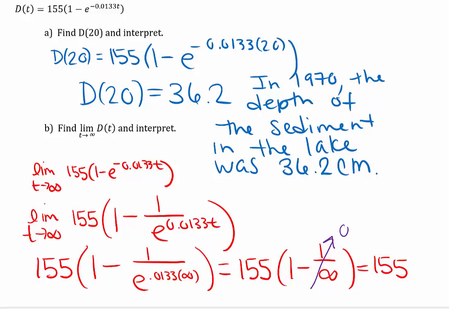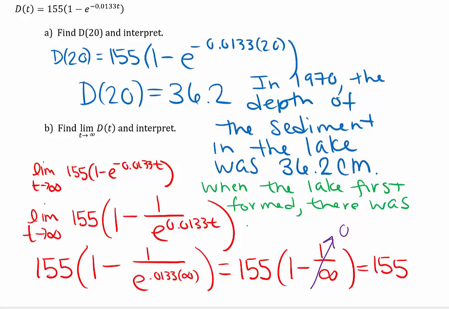Okay, well, what does this mean? As t goes to infinity, we're talking about an infinite number of years before 1990. So I guess we could say a very long time ago, or when this lake first formed, we had 155 centimeters of sediment. So I'm going to write when the lake first formed, there was 155 centimeters of sediment. That amount has declined quite a bit.